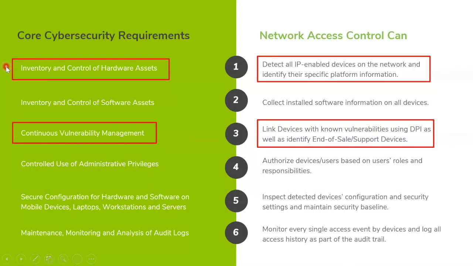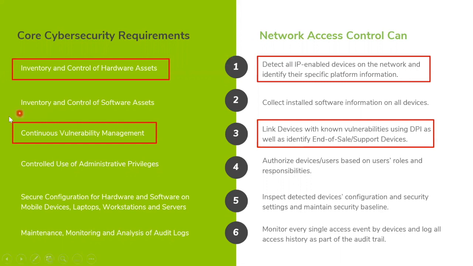So how does network access control correlate with these core cybersecurity requirements? What we've done here is we've correlated the core requirements to network access control features. Specifically, inventory of hardware and assets: on the network access control systems, most of them can detect all IP-enabled devices on the network. Whether or not they can identify the very specific platform, we'll talk a little bit more about in the upcoming slides.